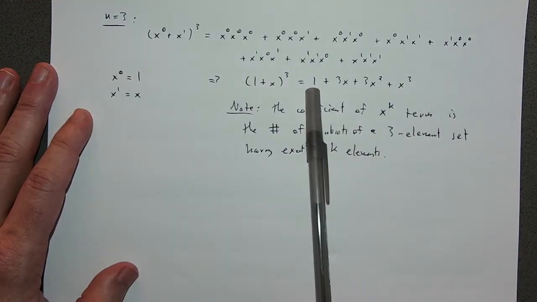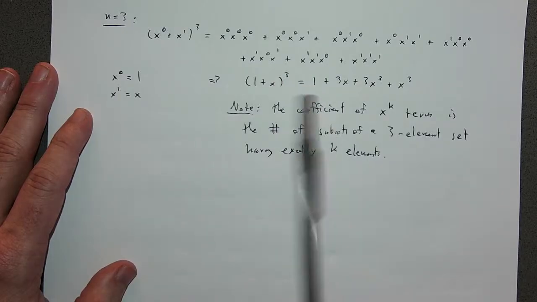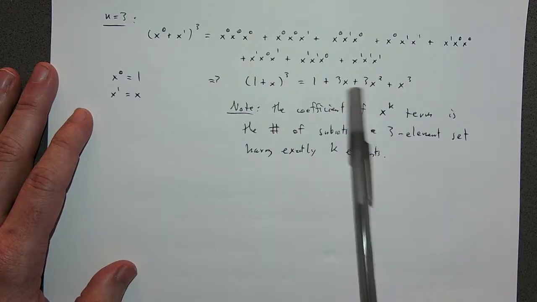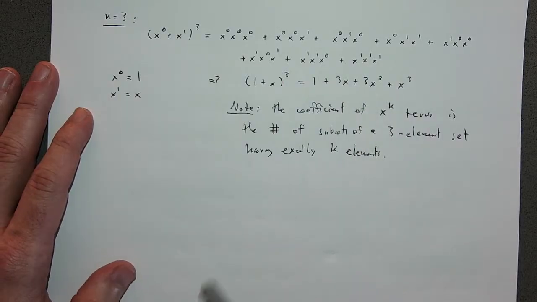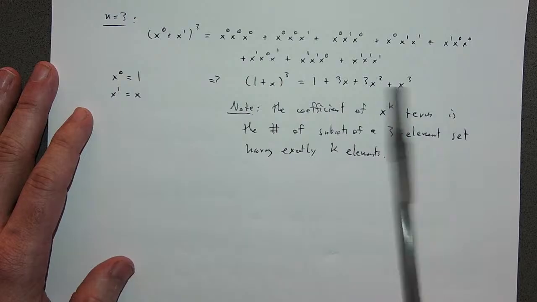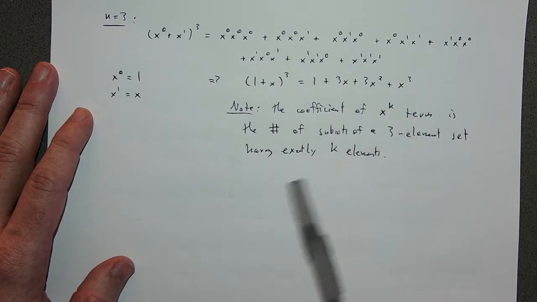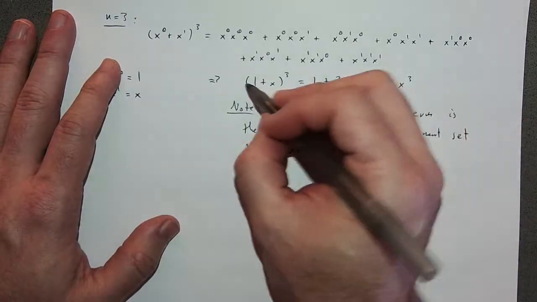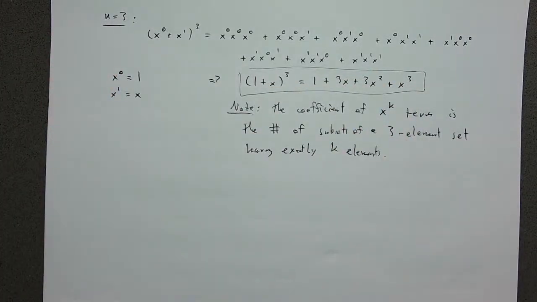So there is one subset of a 3-element set that has exactly 0 elements. There are 3 subsets of a 3-element set having exactly 1 element. There are 3 subsets of a 3-element set having exactly 2 elements, right, determined by which thing you're excluding. And there's exactly 1 subset of a 3-element set having exactly 3 elements. That's the whole set itself. So these coefficients are exactly counting the thing that you're wanting there. You, of course, know that these coefficients, the binomial coefficients, are these n choose k.